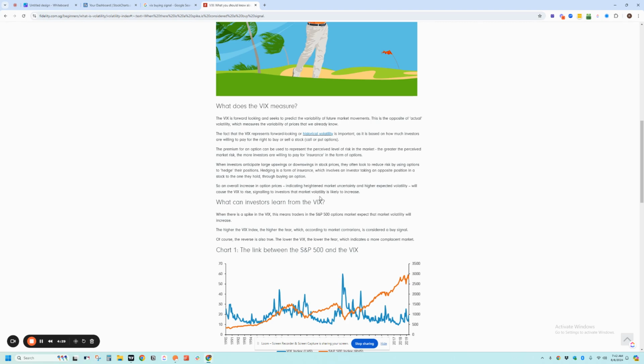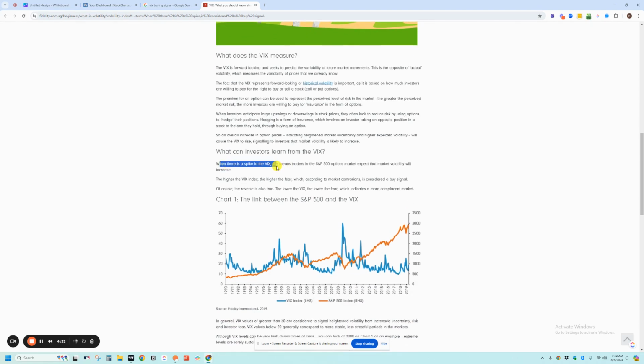What can investors learn from the VIX? When there is a spike in the VIX, this means traders in the S&P 500 options market expect that market volatility will increase. The higher the VIX index, the higher the fear, which according to market contrarians is considered a buy signal. So yesterday's VIX was 65, and I don't think we've seen that since COVID 2020. So that for some people is considered a buying opportunity.